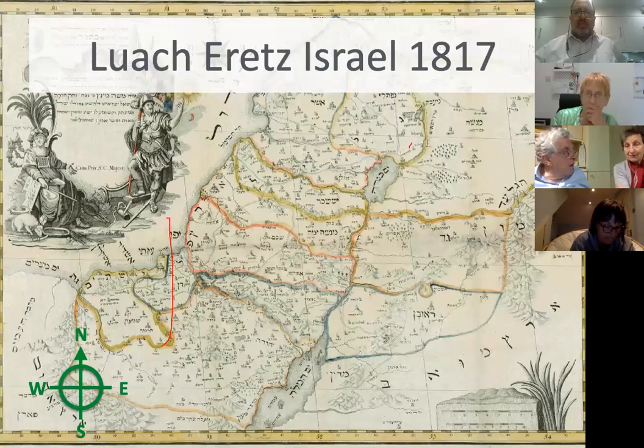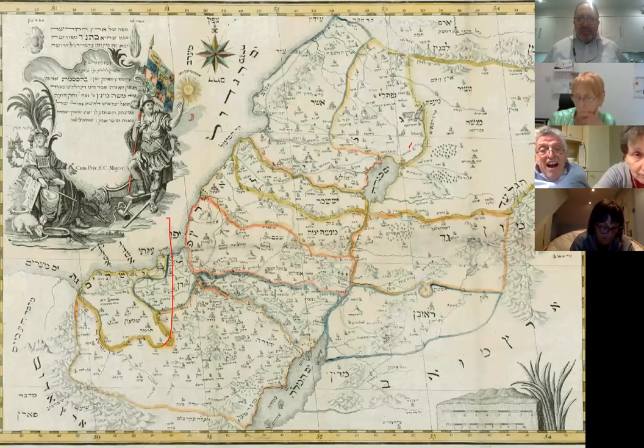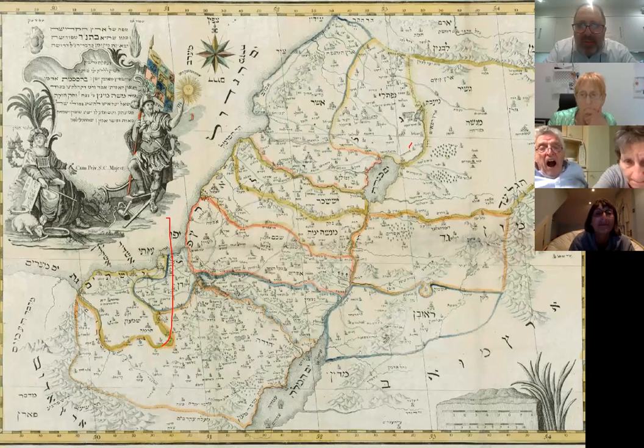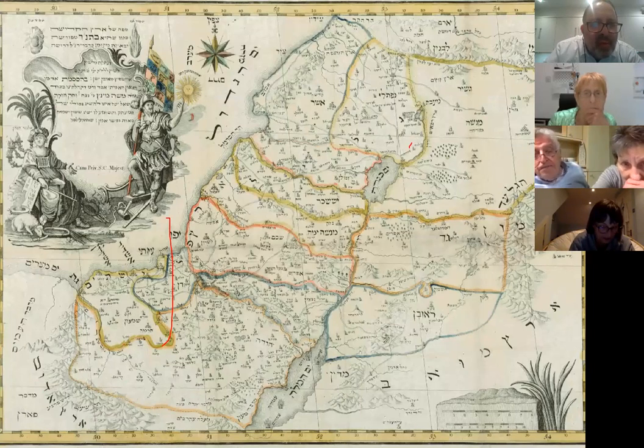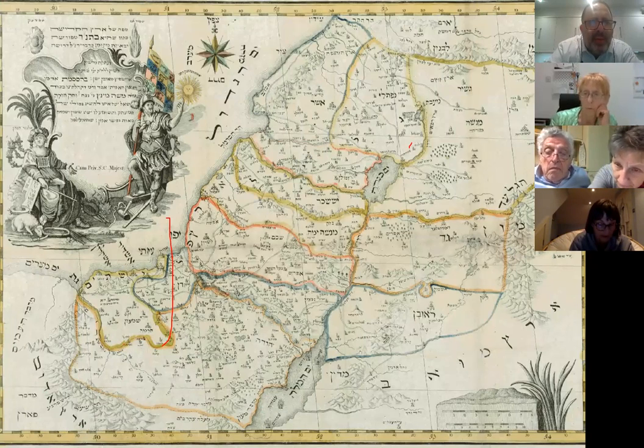And then here's another Hebrew map, and for the first time we're looking at a Hebrew map with north at the top. This is the Luach Eretz Israel. It's a map of the Holy Land, and it comes from something called the First Hebrew Atlas. And it claims to be a map of the Holy Land as it is in the Bible, copied from the Latin language by Jacob Auspitz of Offen.